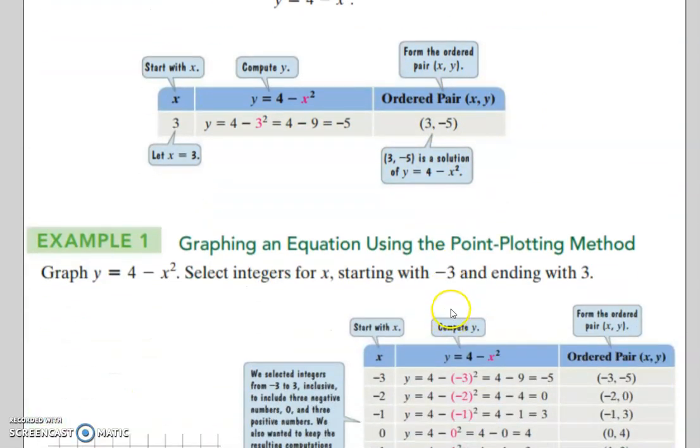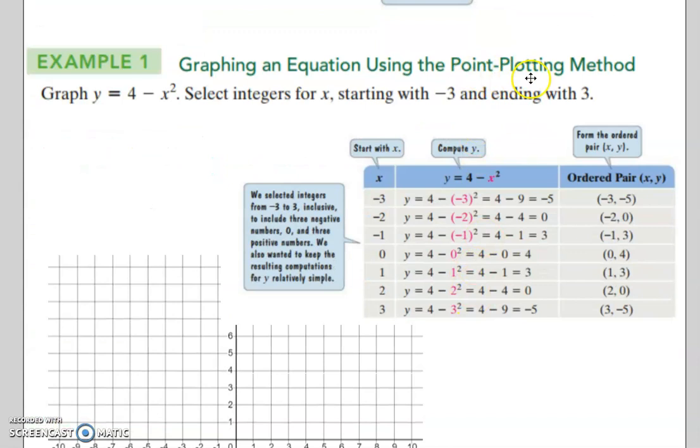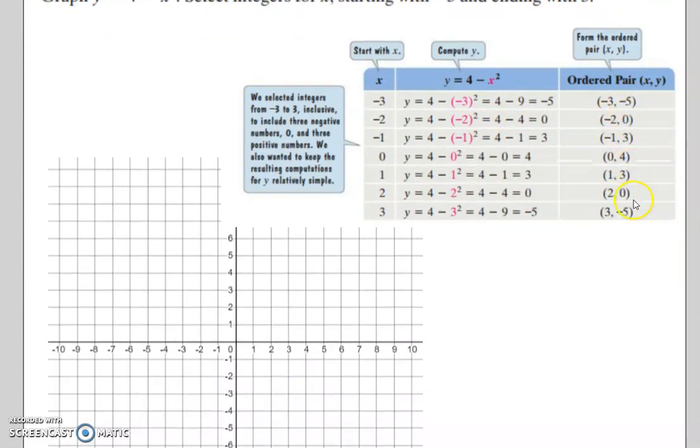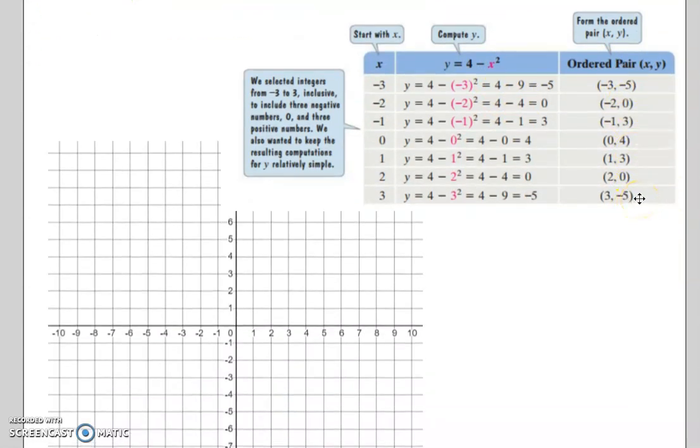By doing that, we complete the point plotting method. The point plotting method is what happens when we take an equation, the function of a graph, and I select values for x, integers for x. I make a table like this, and then we take those x values and substitute them into the equation. Notice all of these use the exact same equation, but that x value changes to create each ordered pair, okay? And what I can do then is graph it.